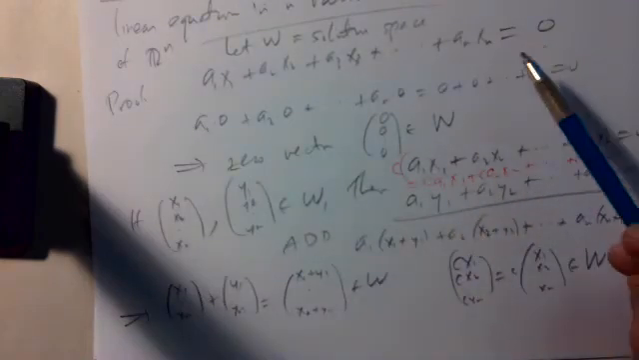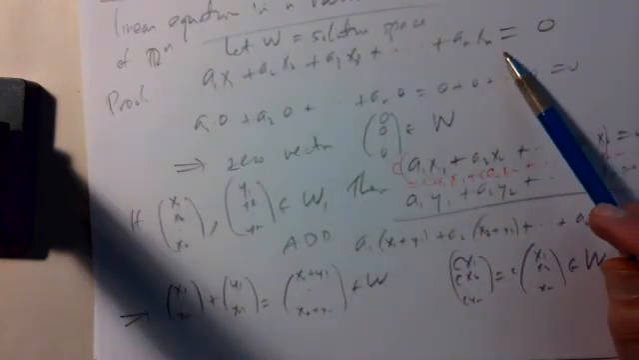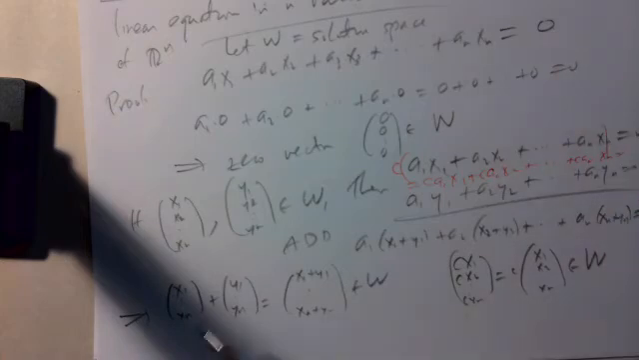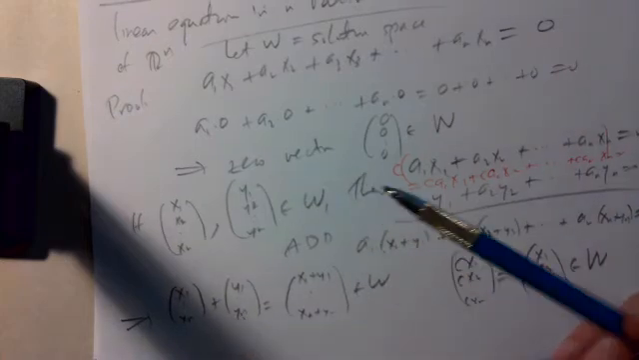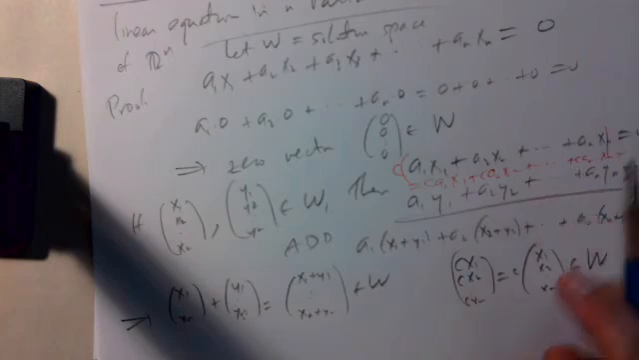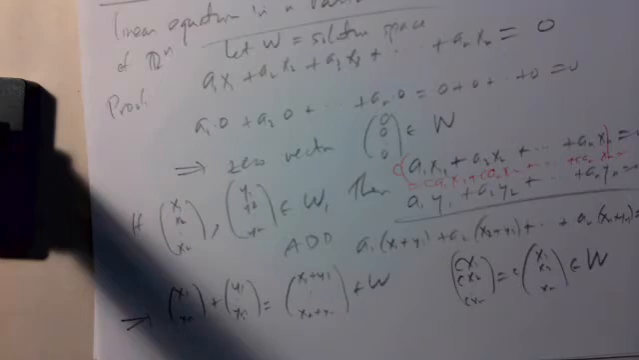So if I look at all the vectors that solve this equation, it contains the 0 vector because the equation is homogeneous. And it's closed under vector addition, and it's closed under scalar multiplication. So the solution space is a vector subspace. Right? That's a really, really, really important fact.